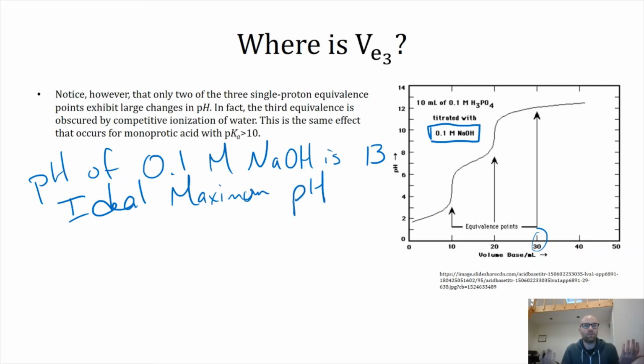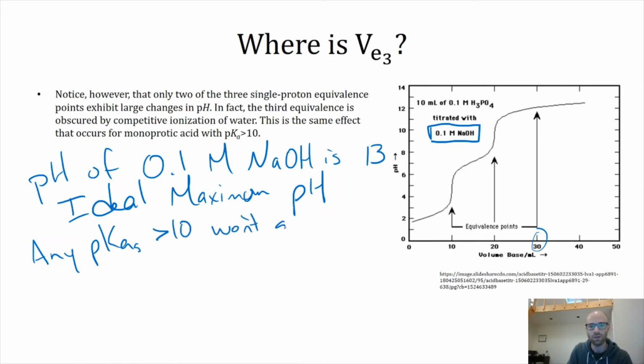I mean, are you going to see that pH? No, because even by the time you've reached that equivalence, you've diluted your hydroxide. If you add more hydroxide, you're never quite going to reach that 0.1 molar. It's asymptotic, so this graph will approach 13. But because of that, any pKa's greater than 10 won't show well, if at all.